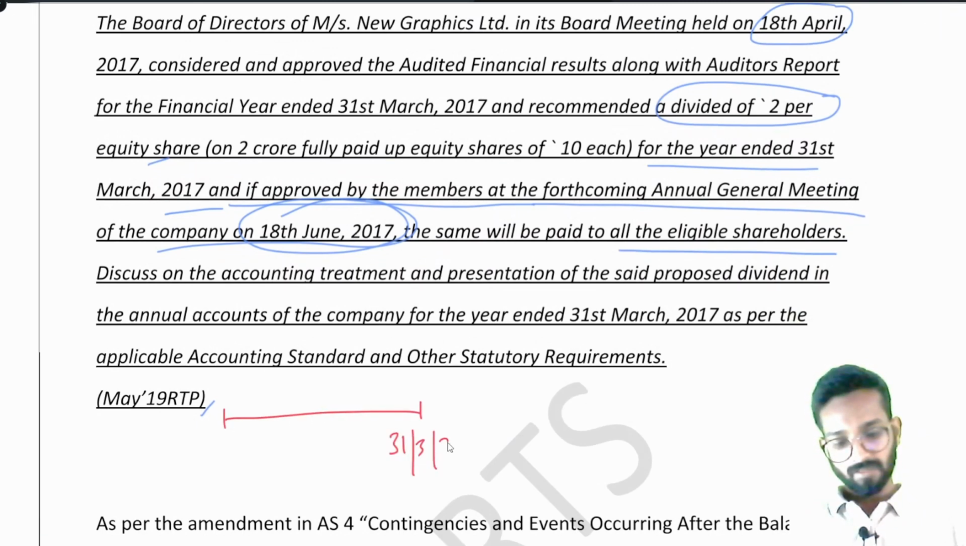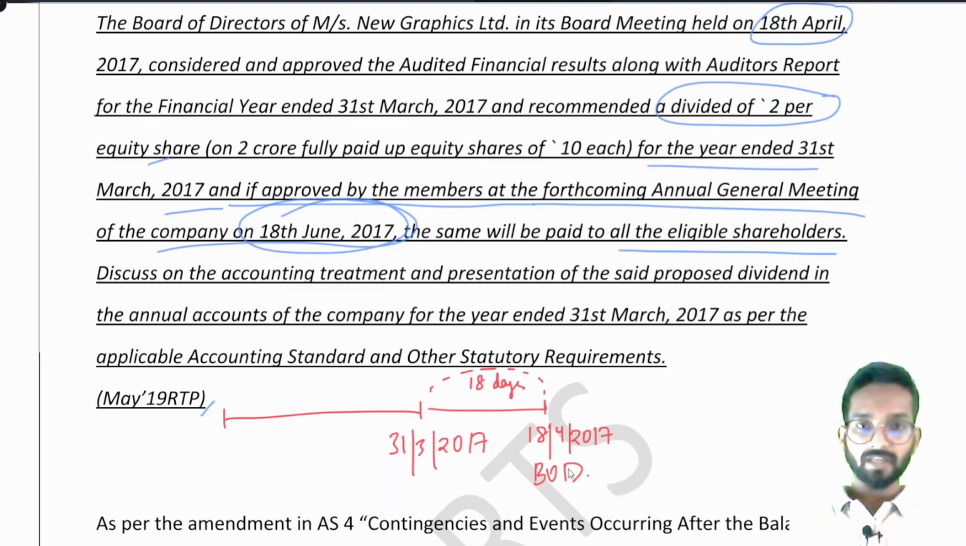31st March 2017. Till here we are preparing the financial statement. Now on 18th April, just after 18 days, there is a board meeting, board of directors. Board of directors meeting is different. Annual general meeting of the shareholder is different. First board meeting will be held because they will finalize the accounts.